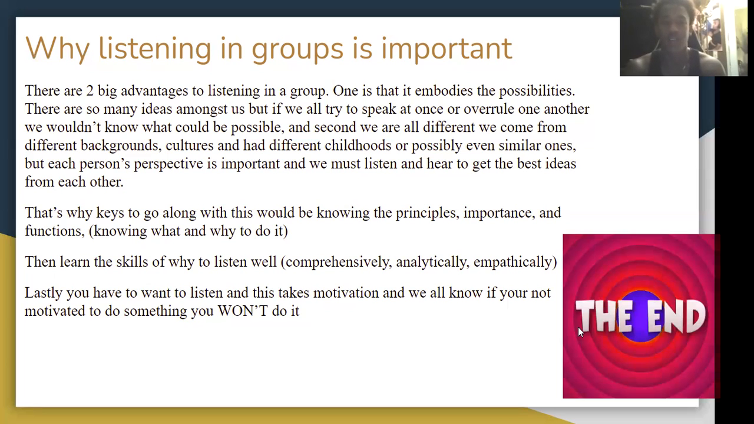That's why the keys to go along with this would be the principles, importance, and functions. Then you want to learn the skills of how to listen. And lastly, you have to want to listen. And this takes motivation. And we all know if you're not motivated to do something, you won't do it.